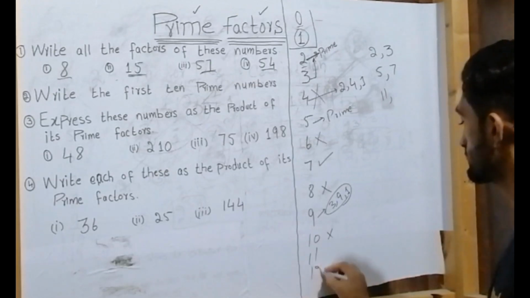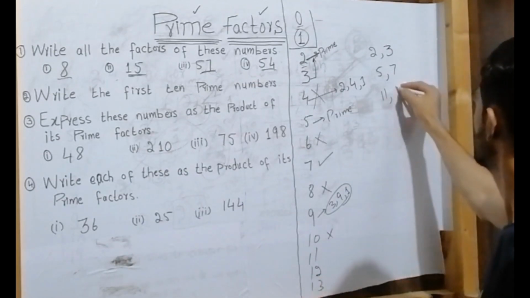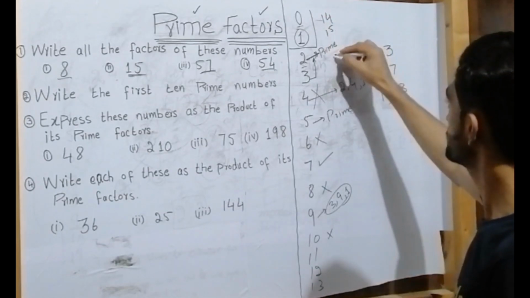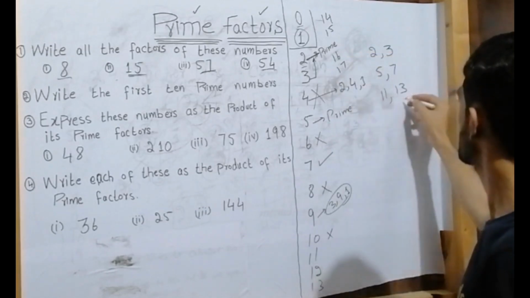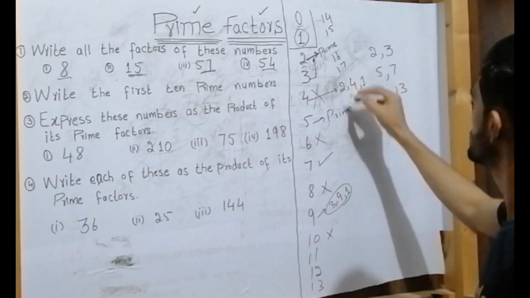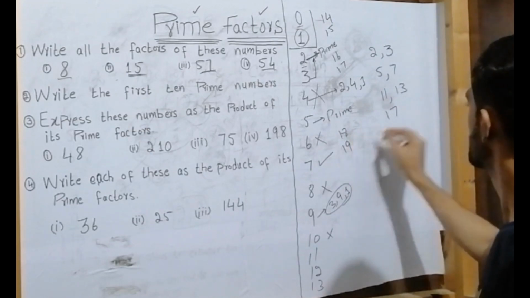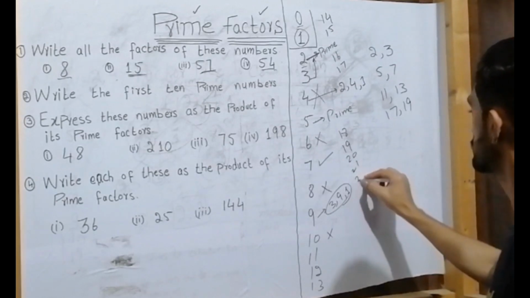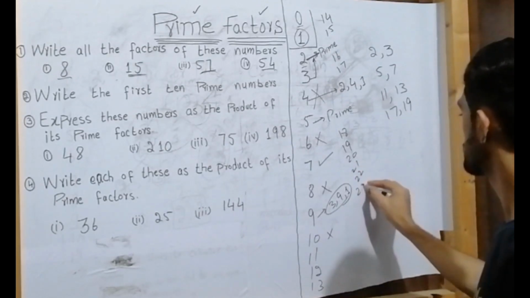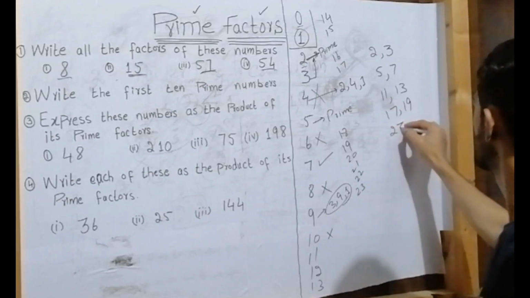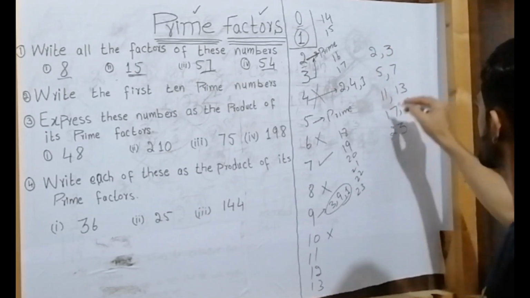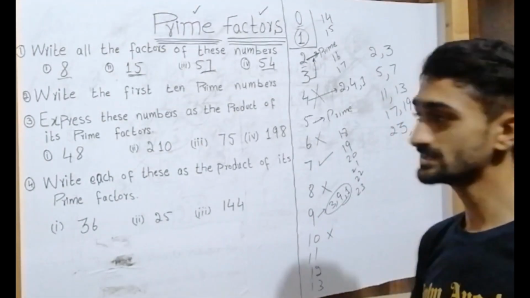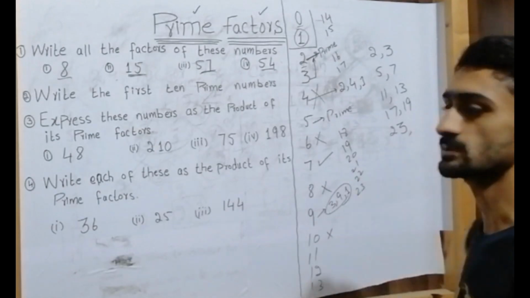Now 12 not prime. 13 it's prime. Similarly 14 not prime. 15 not prime. 16 not prime. 17 yeah it's prime. 18 not prime. 19 yeah it's prime. 20 not prime. 21 not prime. 22 not prime. 23 yeah it's prime. So 1, 2, 3, 4, 5, 6, 7, 8, 9, and just write one more with it from your mind. So these are the first 10 prime numbers.